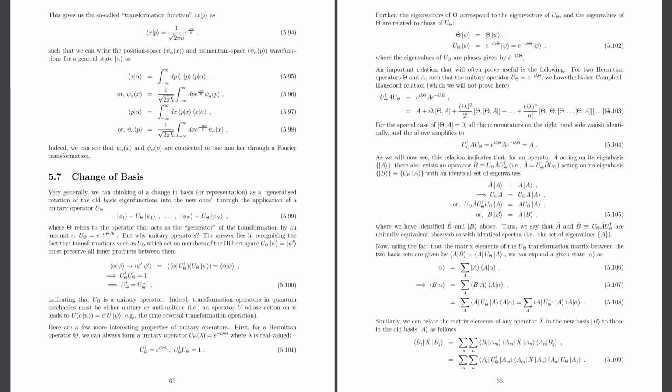For the special case where they don't transform, this is telling us that if A acts on its eigenbasis, then there must also exist another operator B, defined as U theta A U theta dagger, such that if B acts on its eigenbasis, which is A's eigenbasis but rotated, then the eigenvalues do not change. So my claim is that if this rotation leaves the operator invariant, then the eigenvalues also remain invariant.